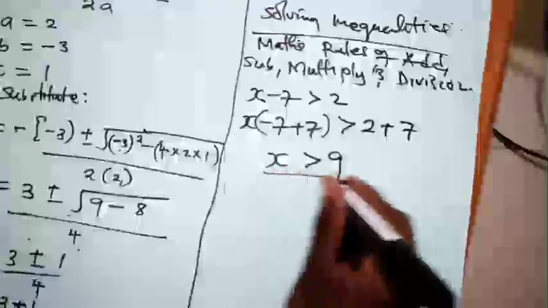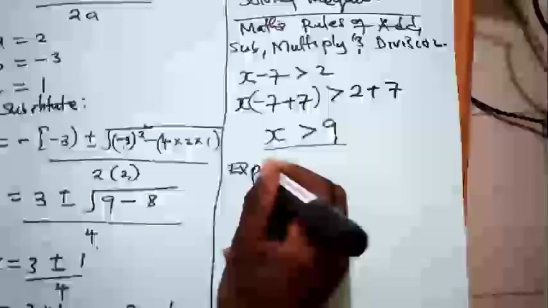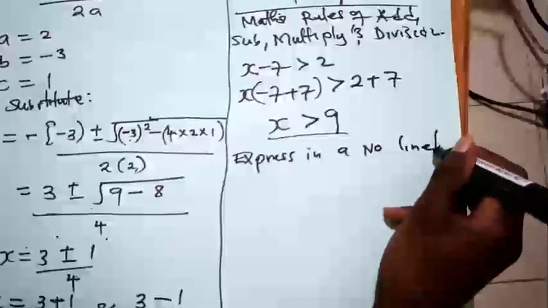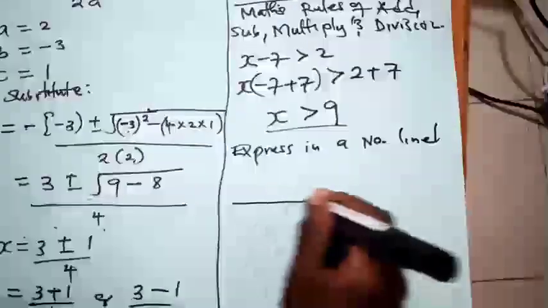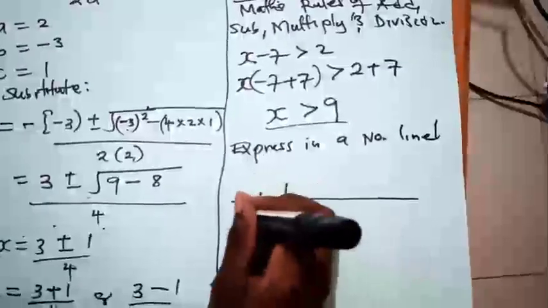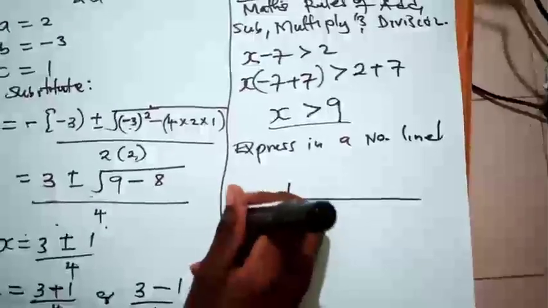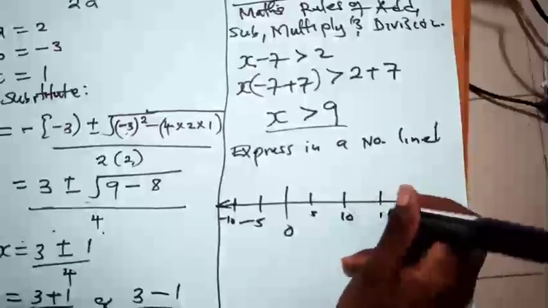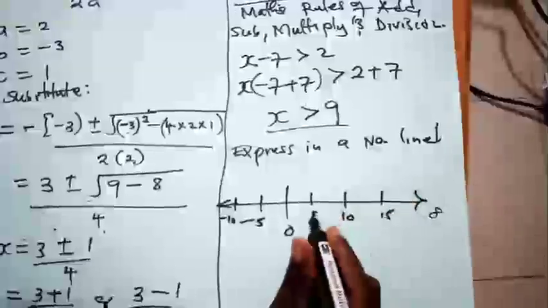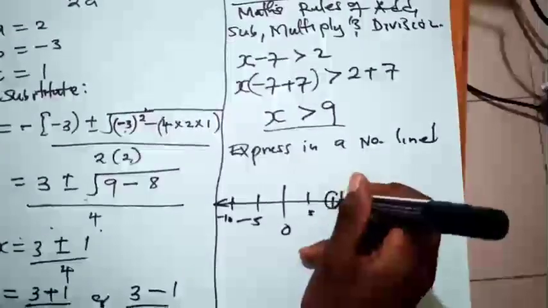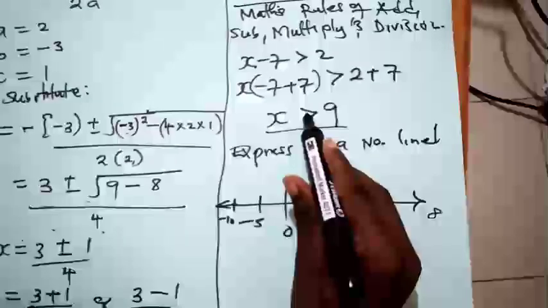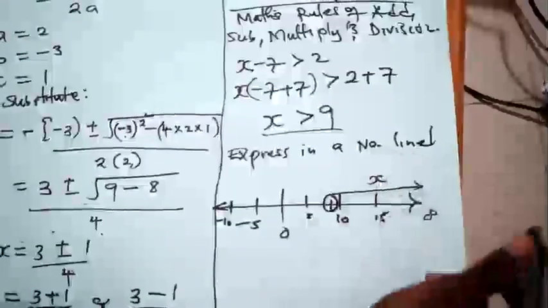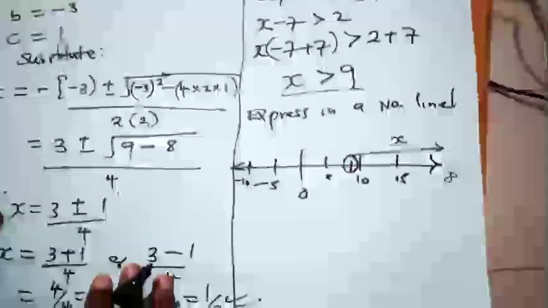After realizing this, we express it on a number line. We are going to have our number line, with 0, then negative 5, then maybe negative 10, continuing to negative infinity. We have 5, 10, 15, continuing to positive infinity. So our 9 is likely to be somewhere here. We are saying x is greater than 9, so x is going to take values to that side. We are not going to include that point.